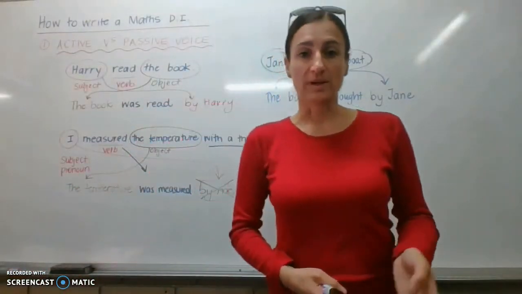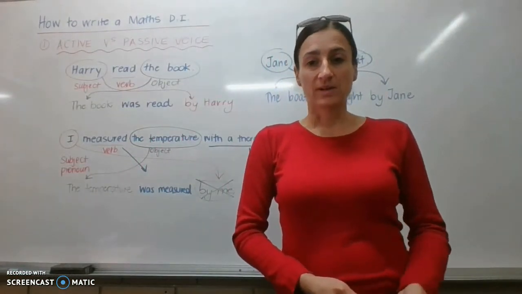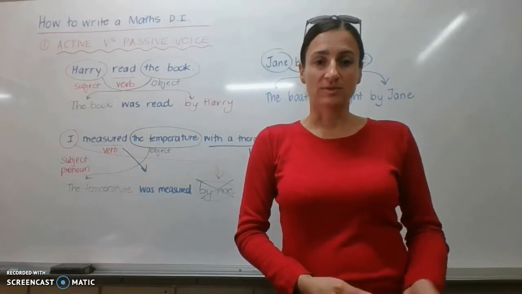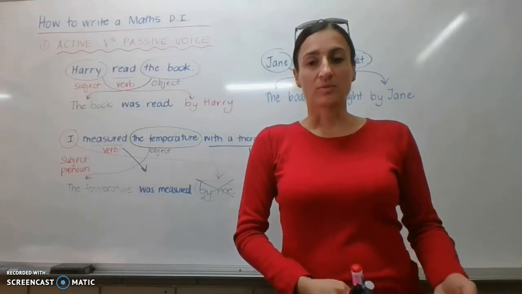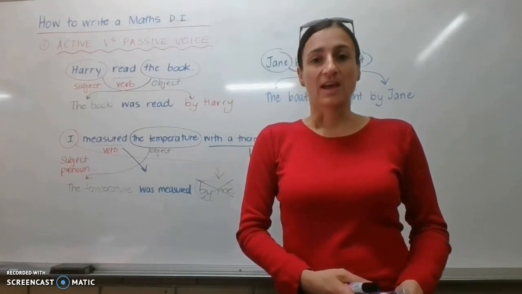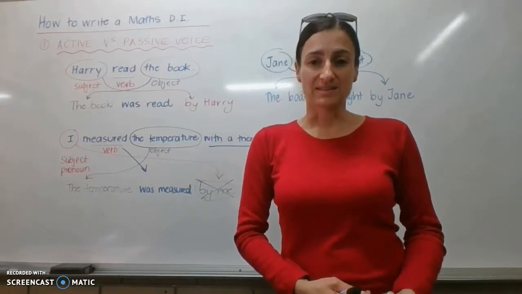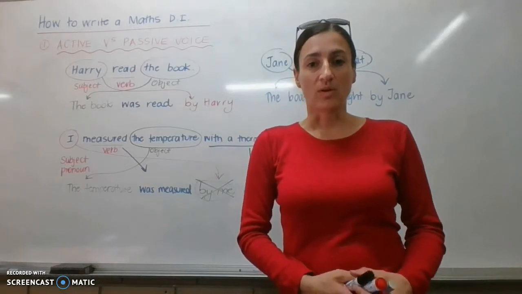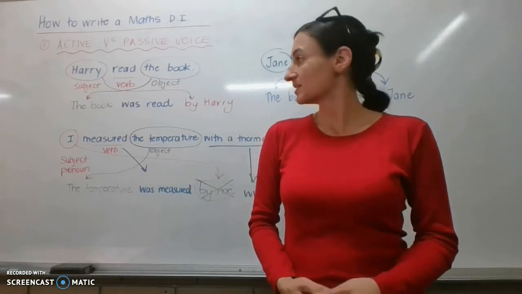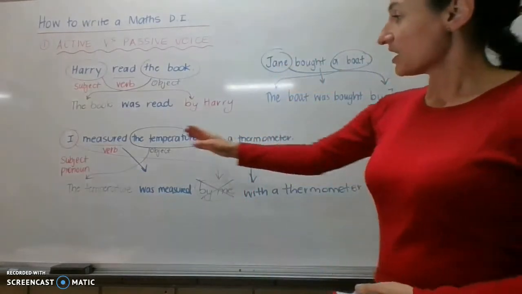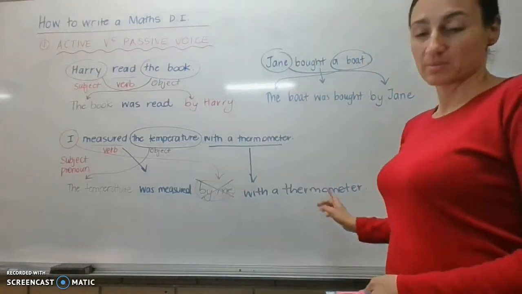Now, when you're writing a formal piece of writing for a science prac report or a maths DI, it's really important that it's presented as factual and not just something that you think or you did. You need to make it sound professional and more academic. And this is one of the fastest ways of making your writing sound less like something you would say and more like the kind of writing that you would expect to see for this kind of task. So, I measured the temperature with a thermometer would become the temperature was measured with a thermometer.